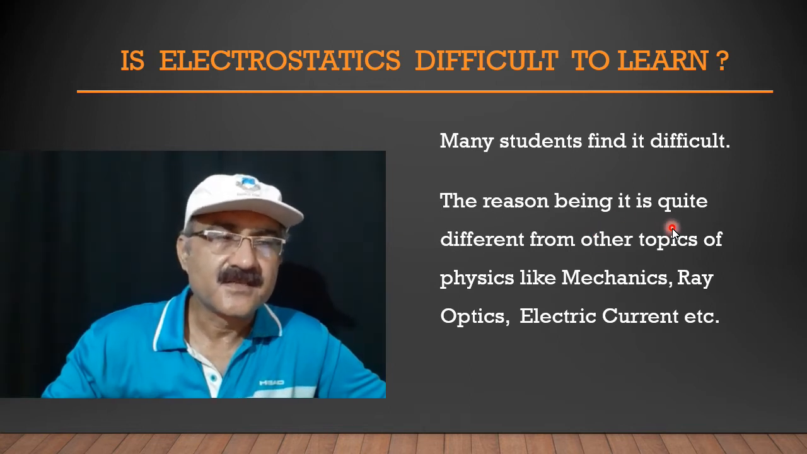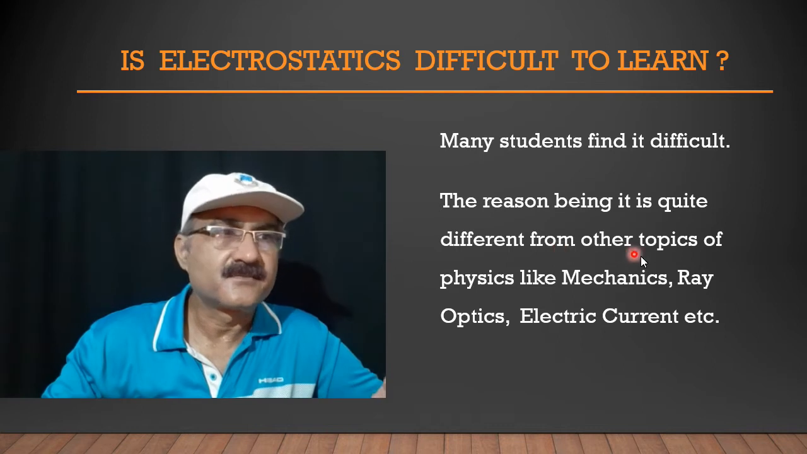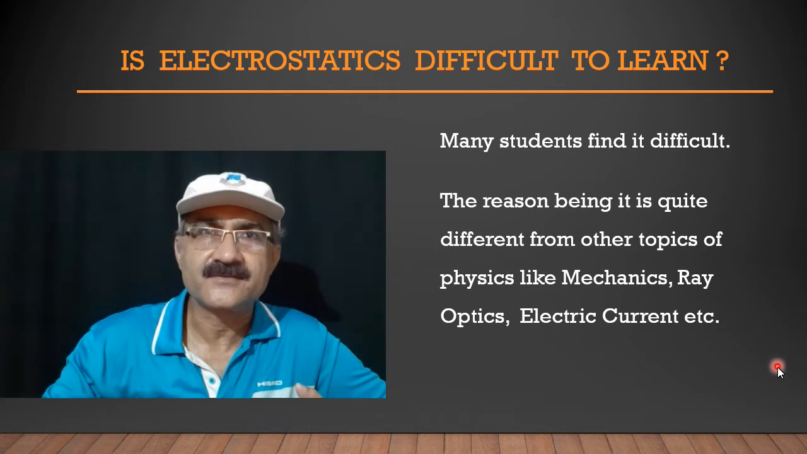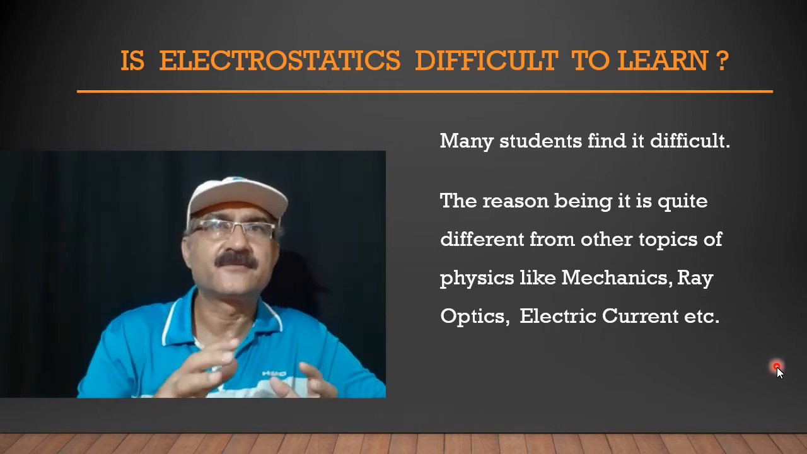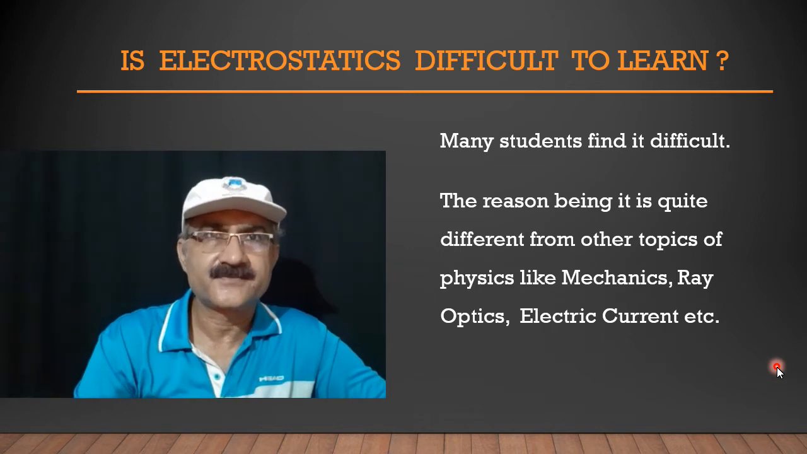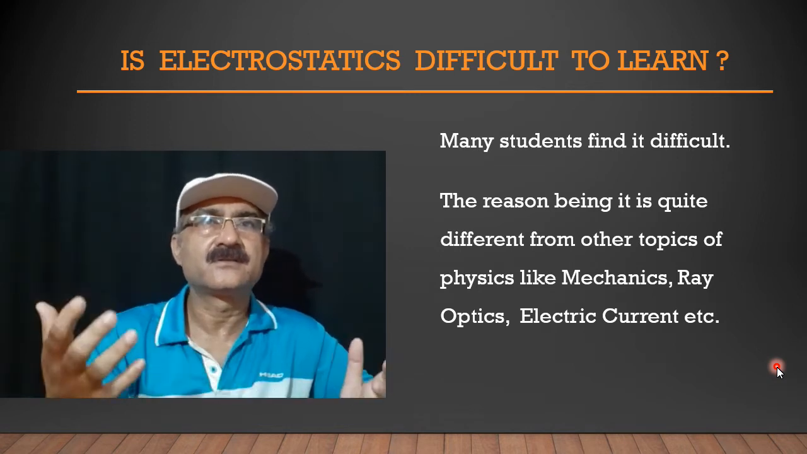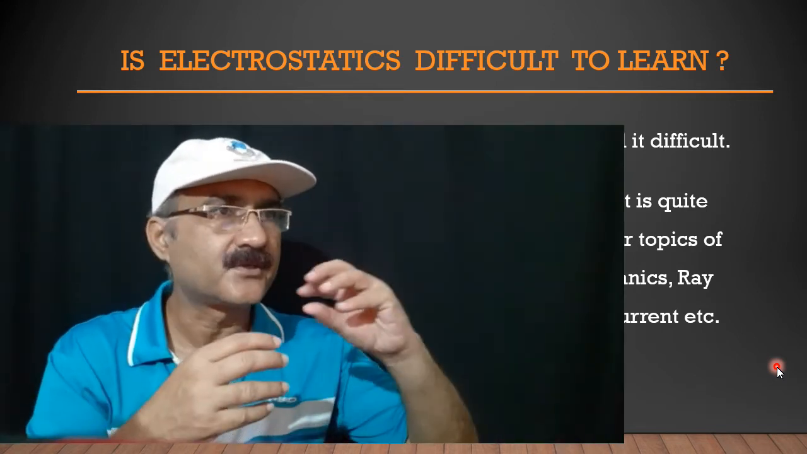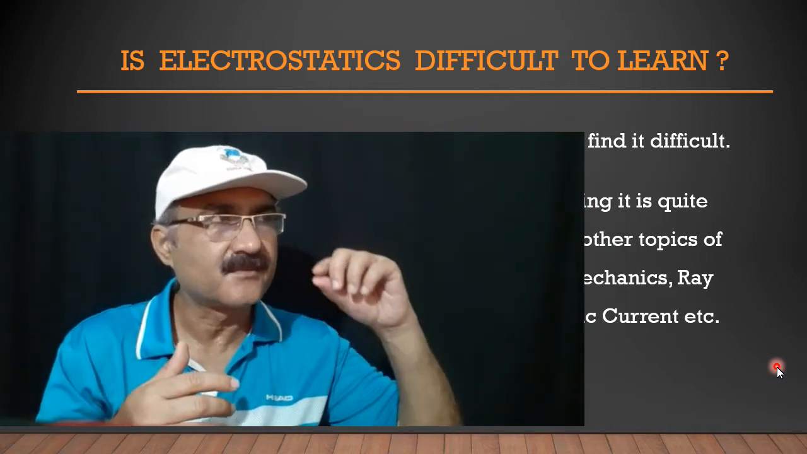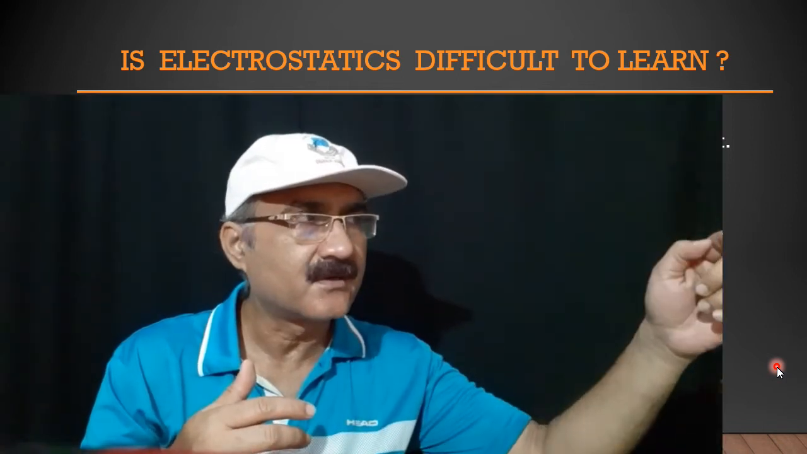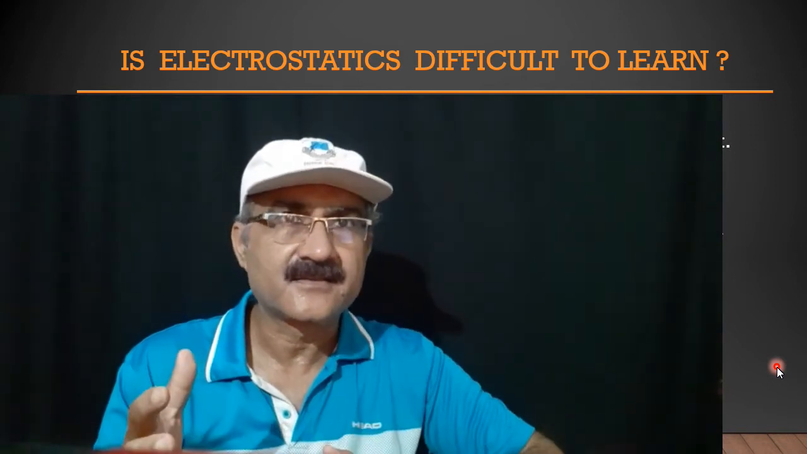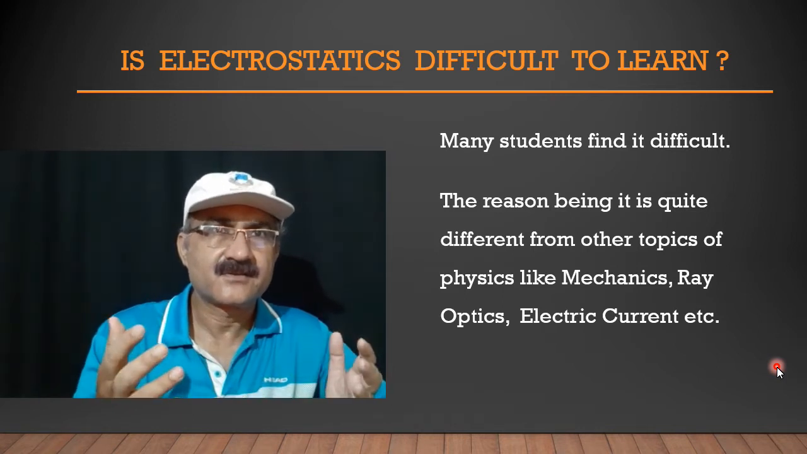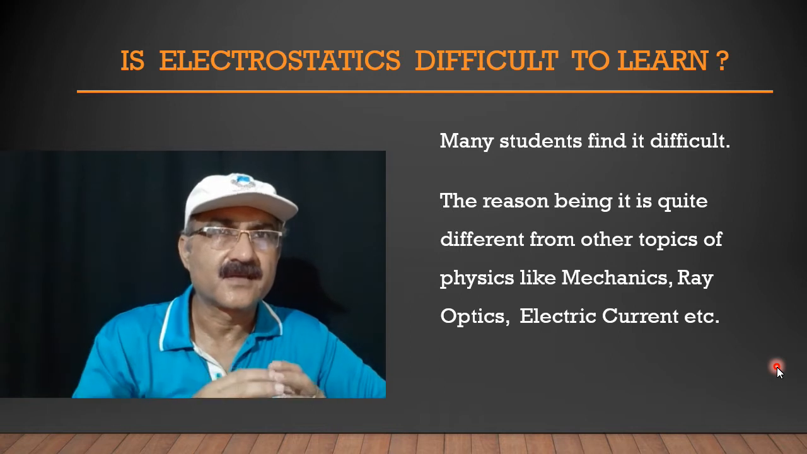The reason is that it is quite different from other branches of physics like mechanics, ray optics, electric current, etc. Electrostatics is quite different from all those other topics. Here you have to imagine many things. You cannot see it with your eyes. Like in mechanics, you know this body is moving. And in ray optics, you can see that a beam of light is traveling. It is falling on a mirror and getting reflected, things like that. But in electrostatics, you don't see much. You have to imagine. It is more of a theoretical topic, a conceptual topic.